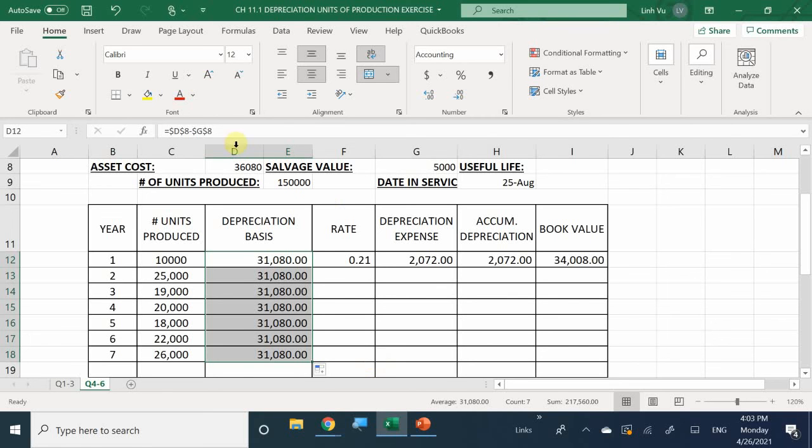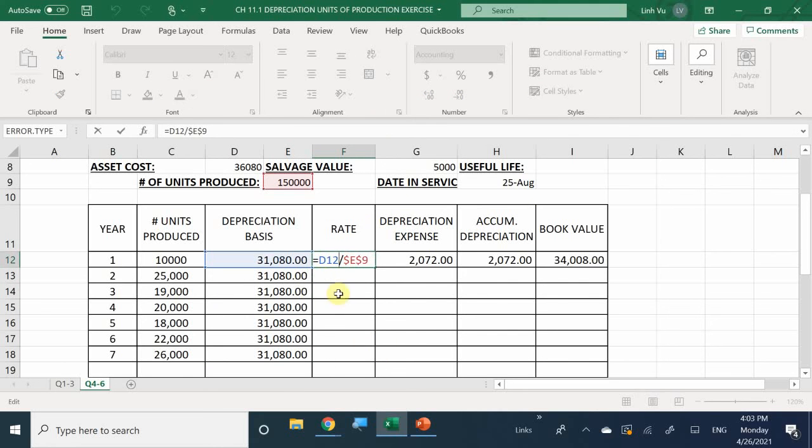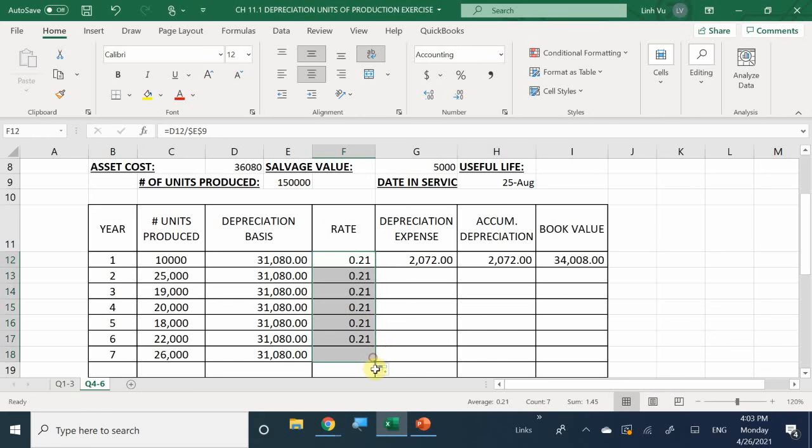Yep, it's going to be the same all the way down. So once again, I think I absolute cell referenced this. So I'm going to pull this all the way down because they're all going to be 21 cents at the end of the day. So the only difference now is the formula for my depreciation expense. What's it going to be for year two?